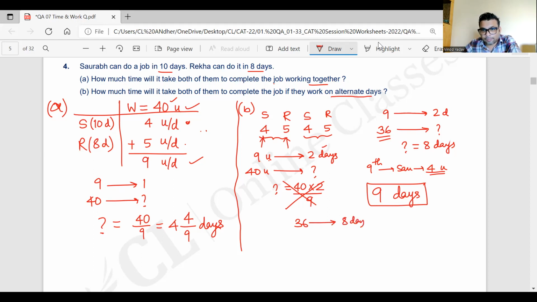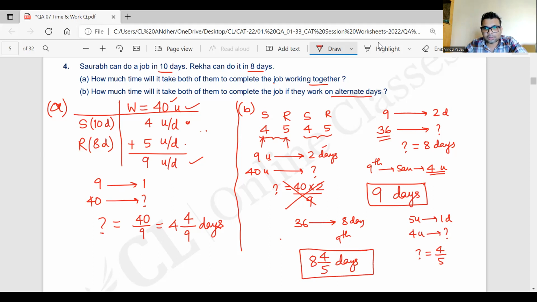But on the 9th day, it is Rekha's turn. Rekha can do 5 units in 1 day, but we want only 4 units. Ek din thoda sa kam lagega, right? But exactly 4/5 of that day lagega. So 8 days complete and then 4/5 of the 9th day. So it is 8 and 4 by 5 days when Rekha begins the work.